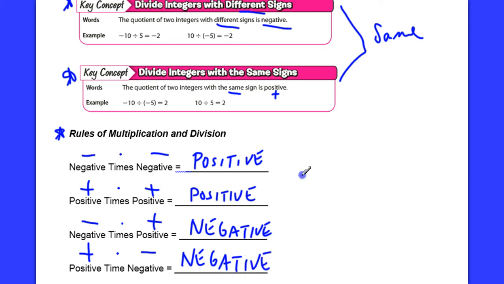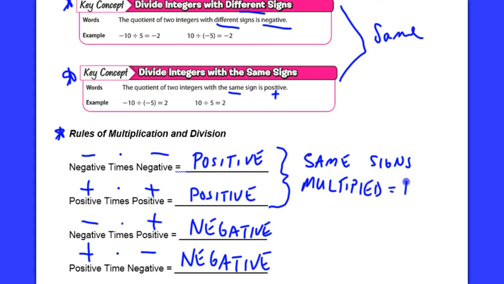So here is the easiest way to remember it. Notice these two. Have this in your notes, please. The same signs multiplied equals a positive number. Okay, the same signs, negative times negative, positive, positive times positive, positive. Now this is different when you add, right? It's different when you add, but when you multiply a negative times a negative, that actually does equal a positive answer.